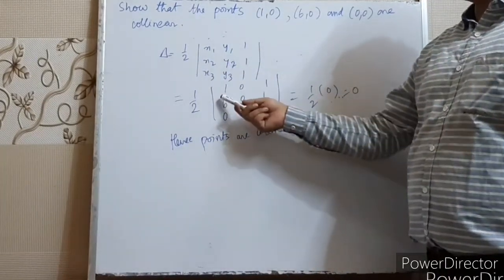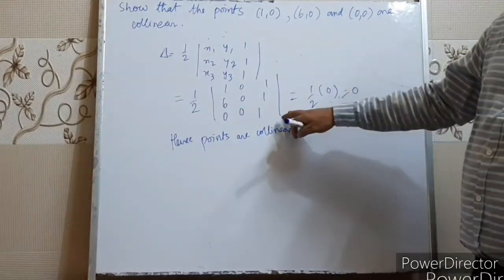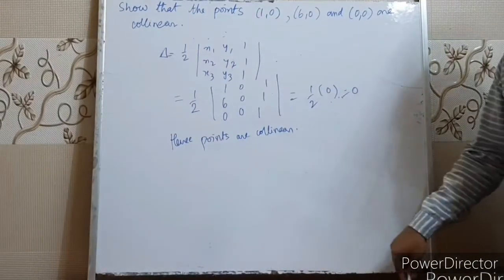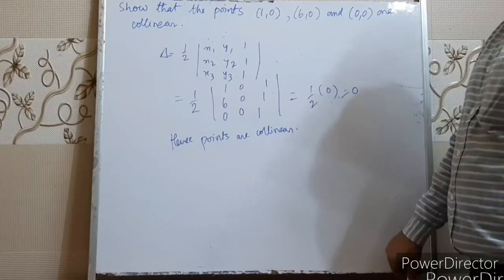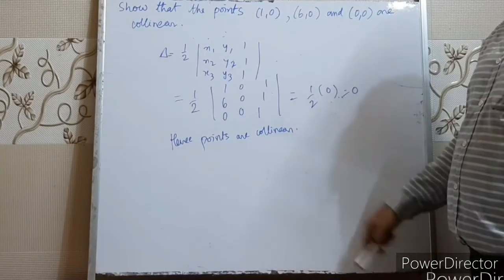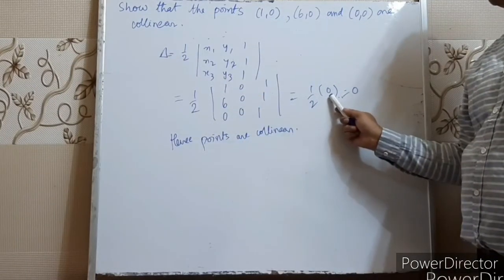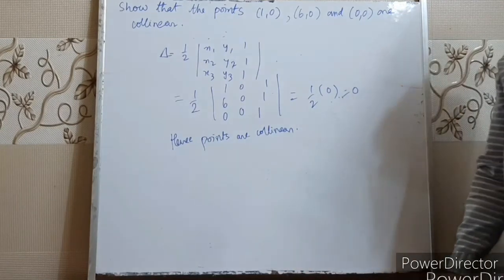We get a determinant in which the first row is this, the second row is this, and the third row is this. Now you can see in this determinant that the second column elements are all 0. The first property states that if all the elements of any row or column are 0, then the value of the determinant will be 0. So we can directly put the value of the determinant as 0 without expanding. 1 by 2 into 0 is 0, hence the points are collinear.